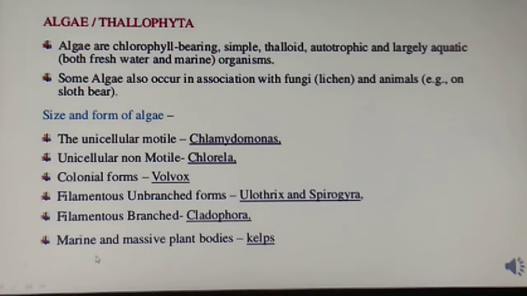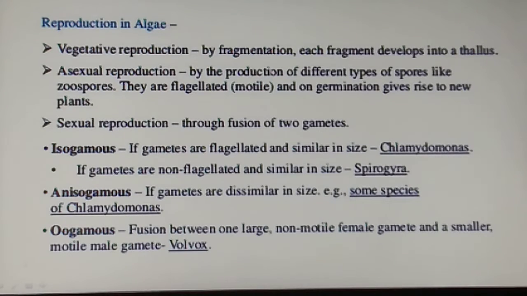Then we have marine and massive plant bodies, they are kelps. Now students, talking about reproduction in algae, it can be vegetative reproduction, which is done by fragmentation, where each fragment develops into a thallus. Next one we have is asexual reproduction. So algae also reproduce asexually by the production of different types of spores like zoospores. They are flagellated, which means they are motile and can easily move. And on germination, they give rise to a new plant.